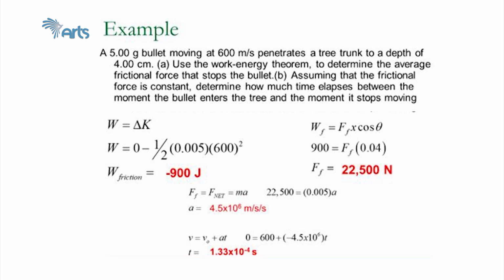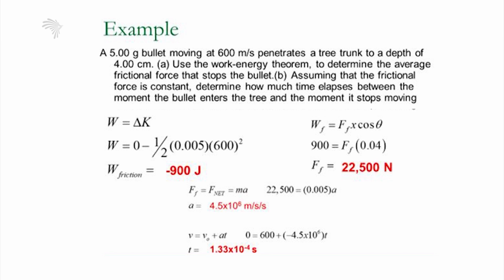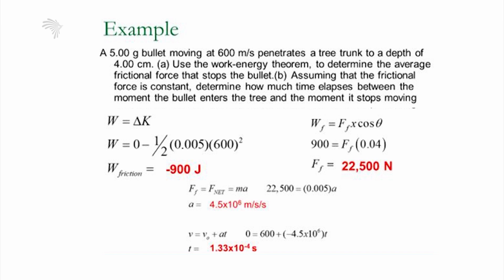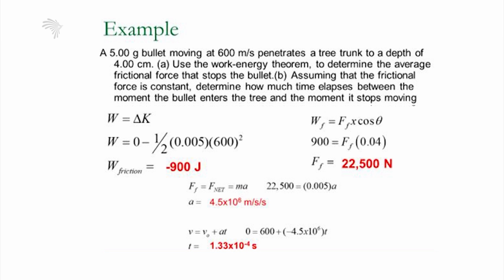After this, you can apply the definition of acceleration, which is v final equals v initial plus a t, and the final velocity is 0. The initial velocity is given, which is 600 meters per second, and you already know the value of a, so you can make t the subject, and finally you can calculate it, and it will be equal to 1.33 times 10 to the power of -4 second.